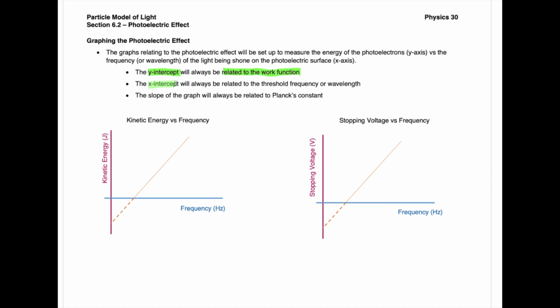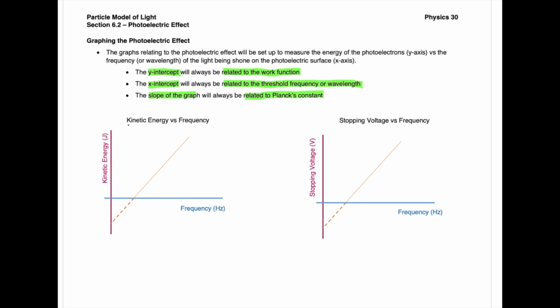The x-intercept is always going to be in some ways related to the threshold frequency, if that's what's on the x-axis, or threshold wavelength, if you have, say, a wavelength on the x-axis, though in that case it's usually 1 over wavelength. And the last thing, the slope of the graph is always going to be related to Planck's constant. Once again, it could be equal to Planck's constant, or it could be related to Planck's constant in a slightly more complicated fashion.